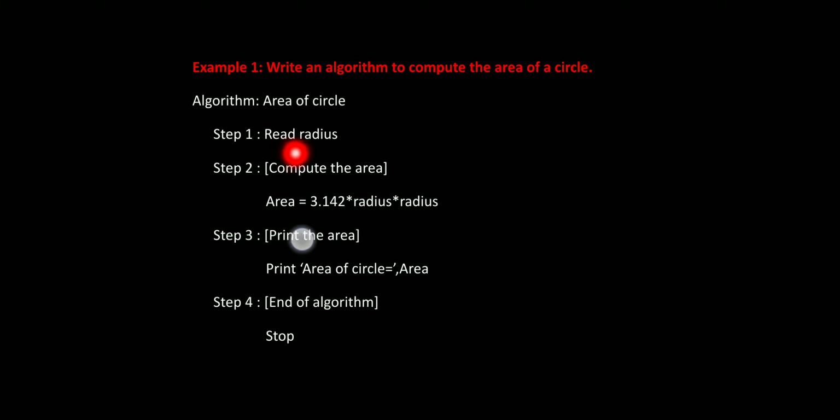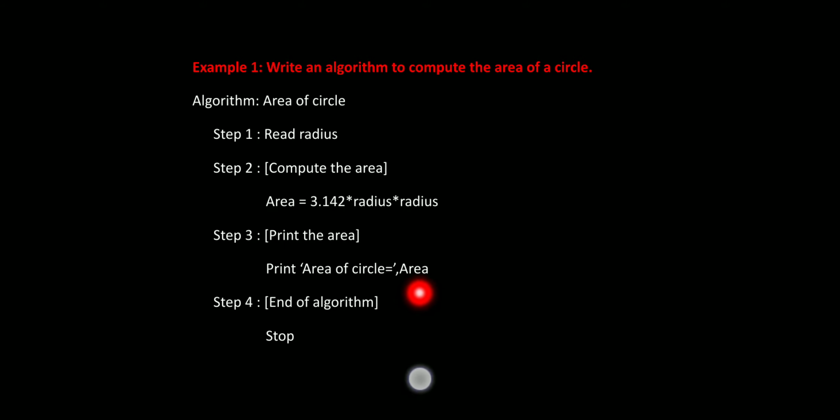In the first step, we read the radius. In the second step, we compute the area with the formula area equal to 3.142 into radius into radius. In the third step, we print the area with the help of the print keyword. Print is a keyword. It is used to print some statement on the desktop. Area of circle is area.